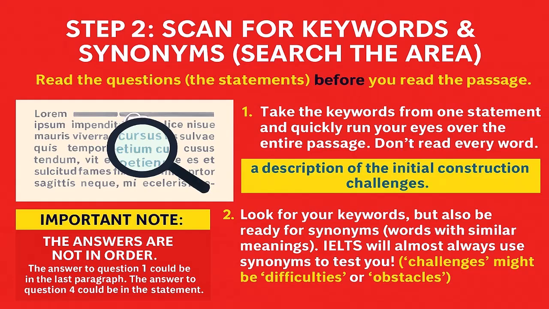And now for the most important rule for this task. I need you to listen very carefully. The information is not in order. This is the biggest difference from question types like true, false, not given, or sentence completion. For this task, the answer to question 1 could be in paragraph D, the last paragraph, and the answer to question 4 could be in paragraph A, the first paragraph. This means you must be prepared to scan the entire passage for each and every statement. Don't assume the answers will follow a neat order, because they won't.